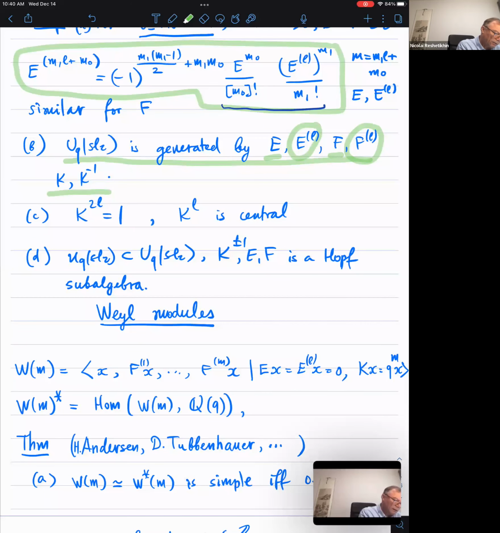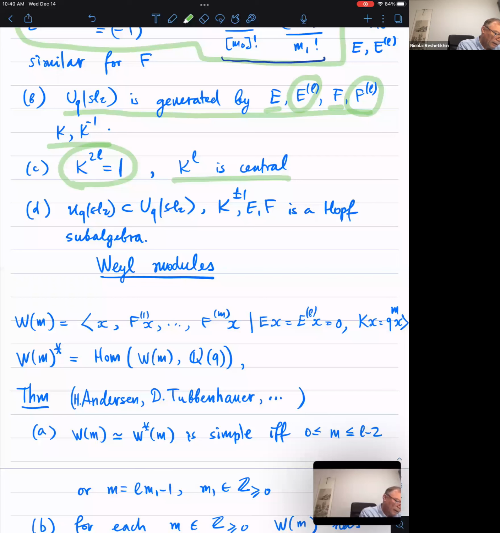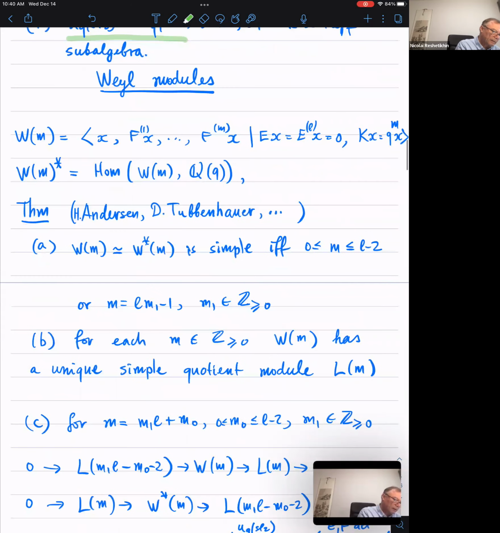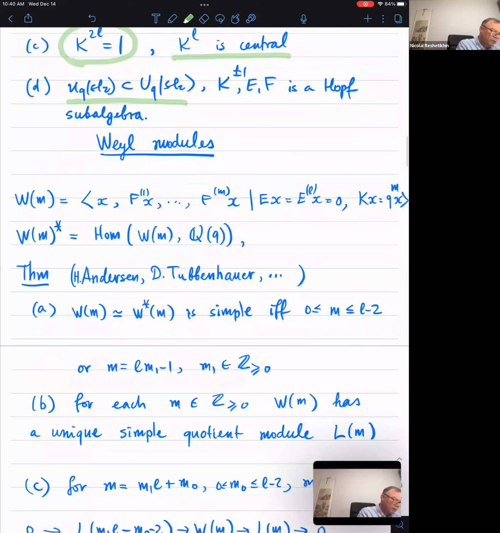The other fact is that K to the 2L is 1 in this algebra, and K to the L is central. This algebra appears as a Hopf subalgebra. For us, what's important now is just that it's a subalgebra.